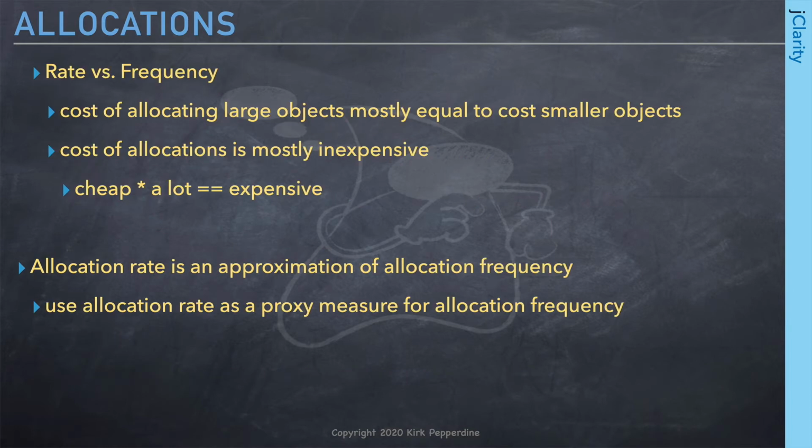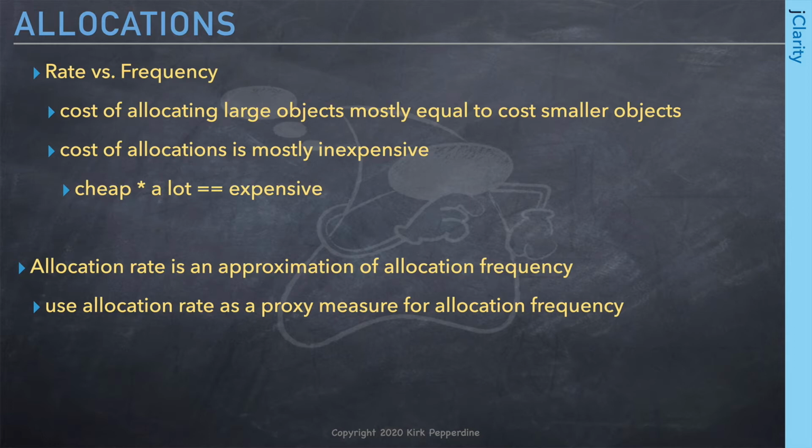So what's going on here? Well, what's going on here is we have a frequency issue. The cost of allocating a large object is mostly equal to the cost of allocating smaller objects. So the cost of allocation is not based on the size. It's based on the frequency, because even though each one is cheap, a cheap times a lot equals a lot. And that's just the way it is.